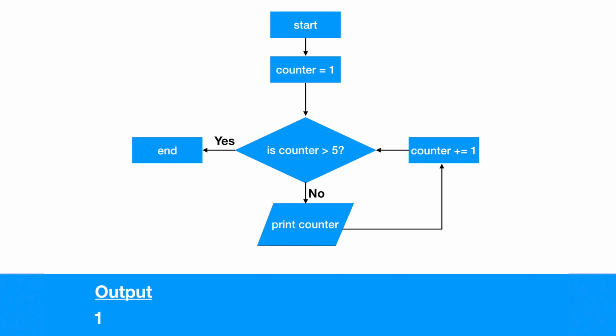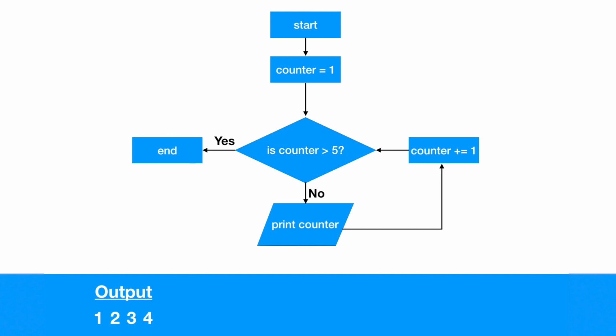Now, after the counter is printed, it increments by 1, and it now holds the value 2, and it's once again checked, is it greater than 5? Now, it's still not greater than 5, so the counter is printed again. Then, it's incremented again by 1 to become 3, and once again, it is checked, is it greater than 5? Since it's not, the counter is printed, incremented by 1, and checked again. Now, it's still not greater, so the counter is printed once again, incremented once more, and checked again.